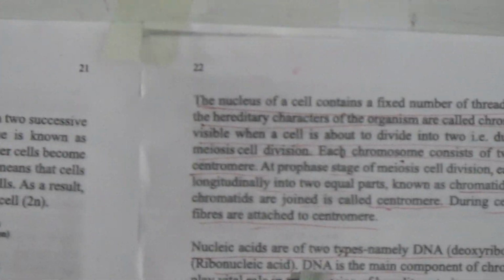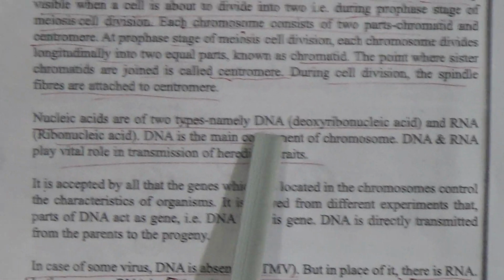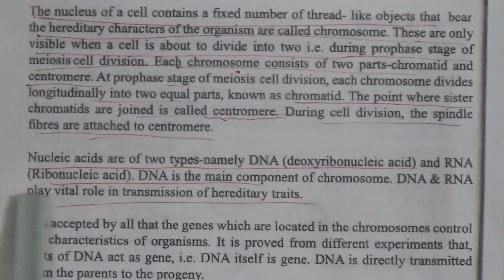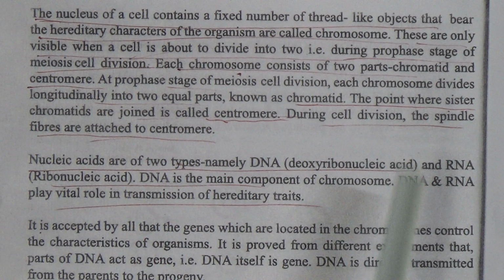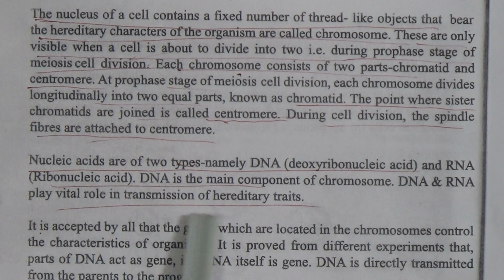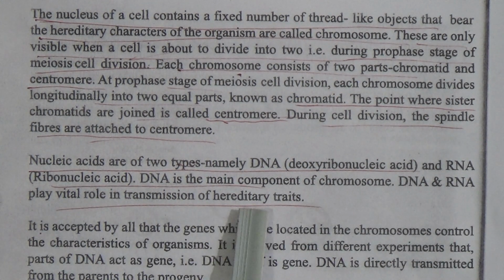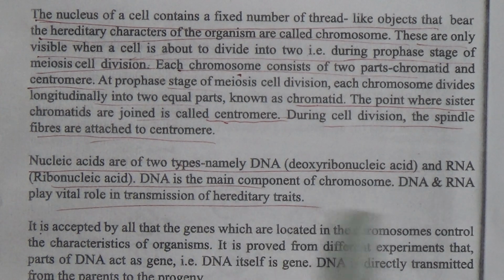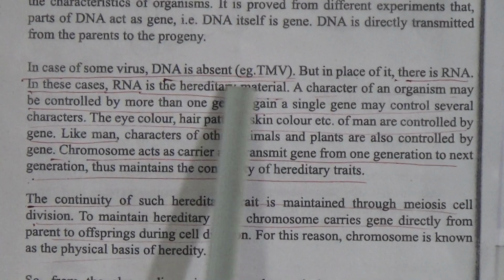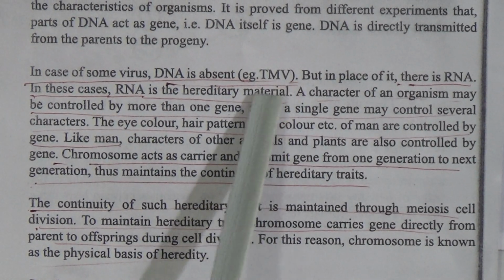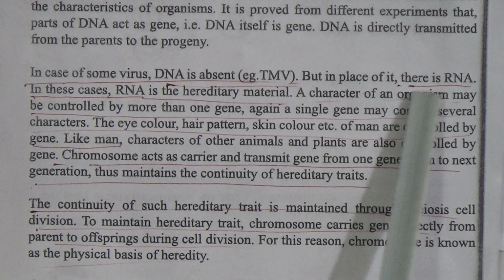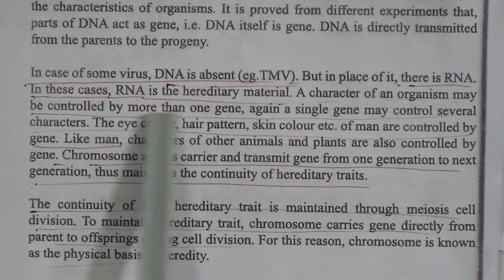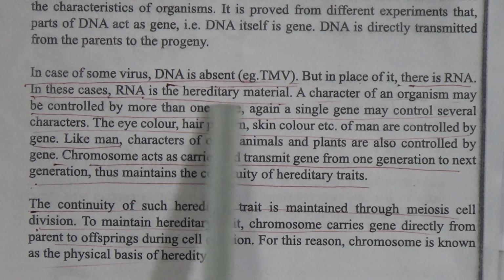Now nucleic acids are of 2 types, that is DNA, deoxyribonucleic acid, and RNA, that is ribonucleic acid. DNA is the main component of chromosome. DNA and RNA play a vital role in transmission of hereditary traits. In case of some viruses, DNA is absent, for example tobacco mosaic virus, that is TMV virus. In place of DNA there is RNA, and in these cases RNA is the hereditary material.